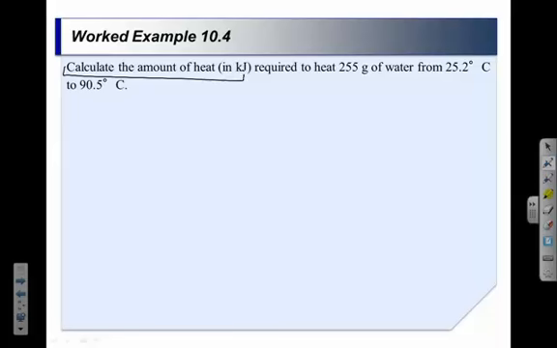So we're looking for Q. We're looking for kilojoules. Personally, I like the unit conversion method since I use it for everything. I'm used to using it. It works well for most things, and it also is nice because it allows me to focus on units.